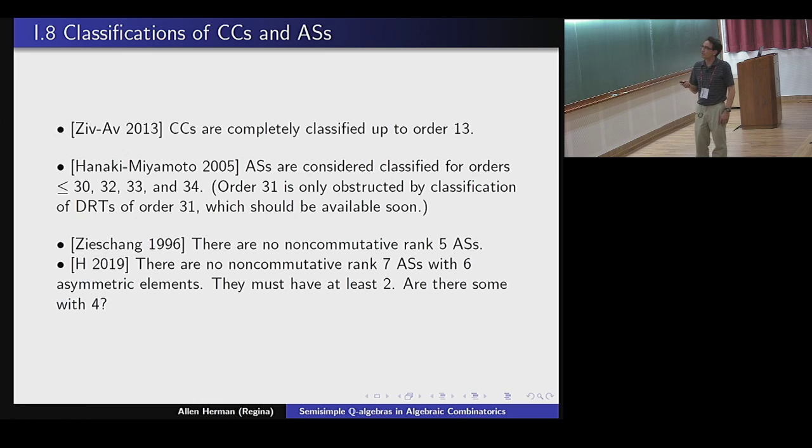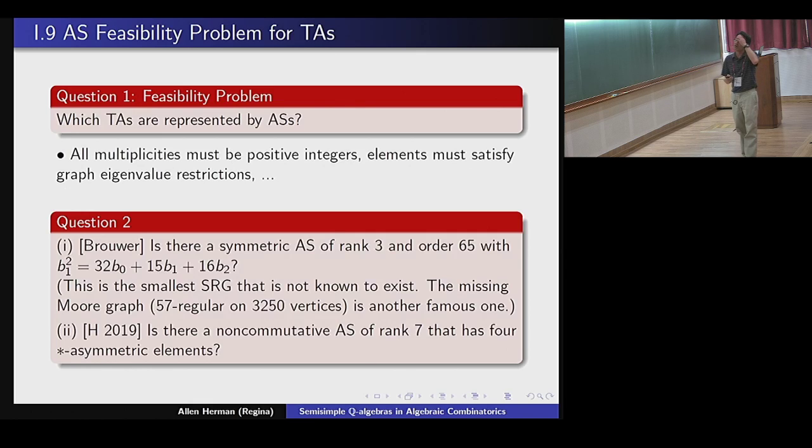For association schemes, there must be at least 2 asymmetric elements for it to be non-commutative. Symmetric association schemes are commutative. And we don't know if there are some with 4. This is an example of a fairly big problem in algebraic combinatorics, this feasibility problem, or a family of problems, to ask which table algebras are represented by association schemes. Now, you have to know that their structure constants are integers. Multiplicities are the normalized row sums in the character table. Those must be positive integers.